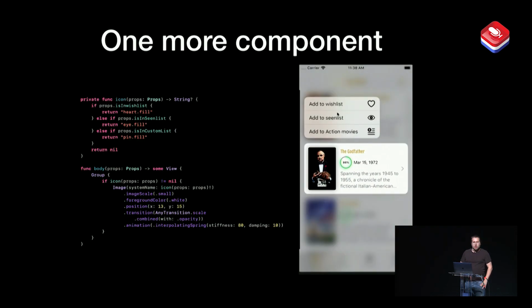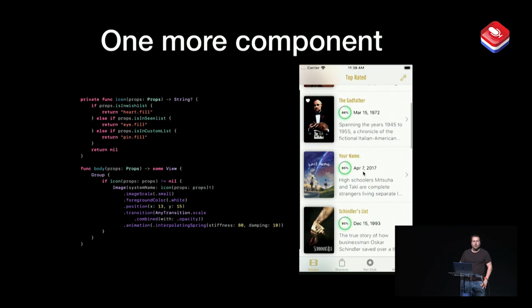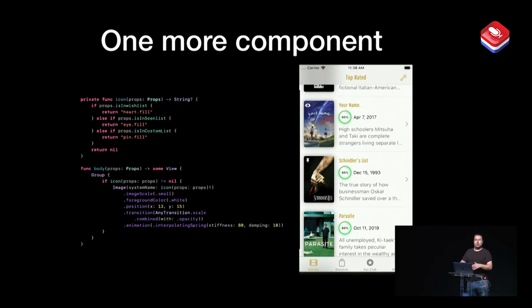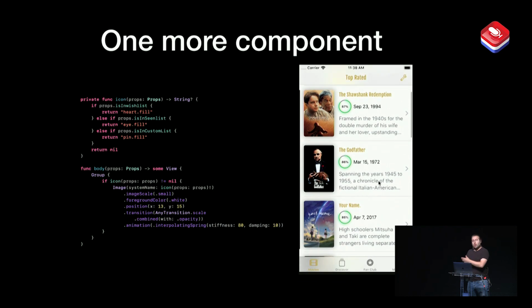And my view body is very simple. I'm just displaying my image with the current image, depending on my props, and with an animation, and that's it. So when I add a movie to my wishlist, my whole application gets updated. My wishlist is updated in different tabs of my application, but also this little component will get animated because now the movie is in my wishlist.